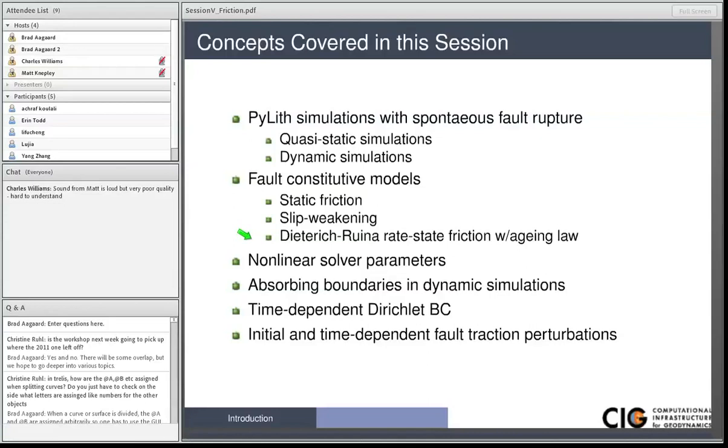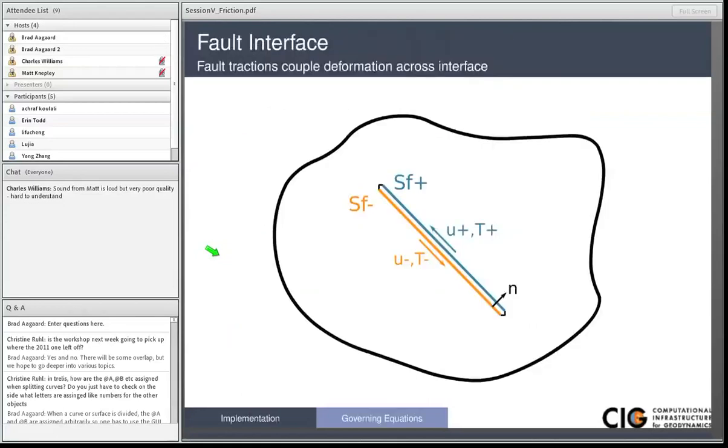And as part of this, in addition to just the friction itself, we'll discuss the nonlinear solver parameters, the absorbing boundaries and dynamic simulations. We'll make use of time-dependent Dirichlet boundary conditions and initial and time-dependent fault friction perturbations to nucleate the rupture.